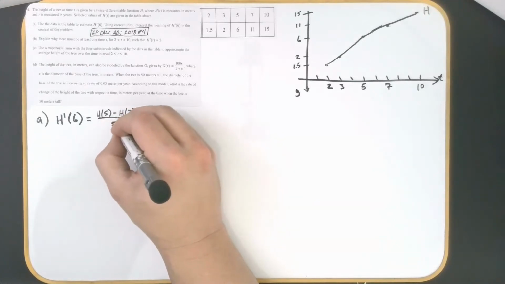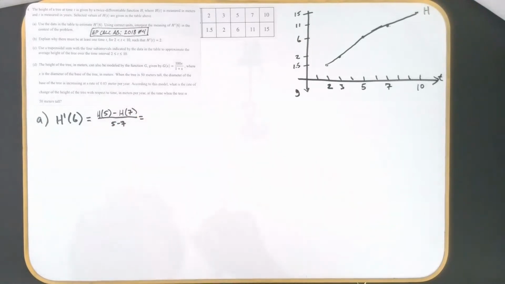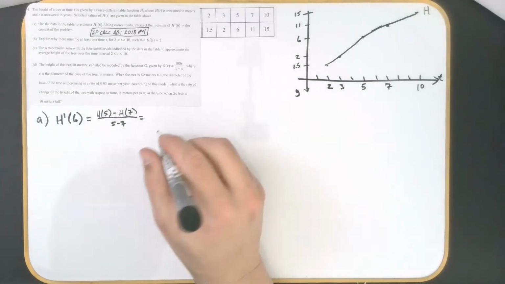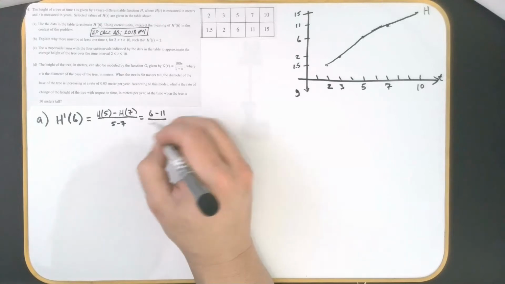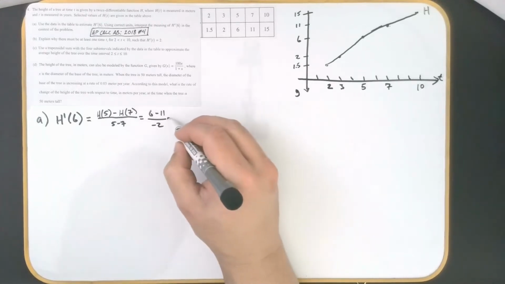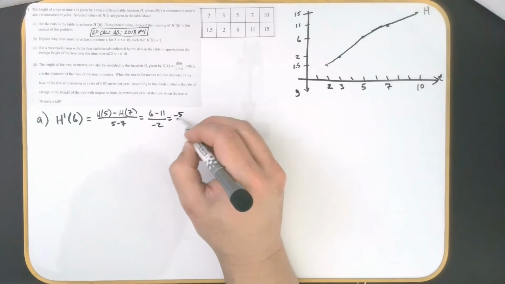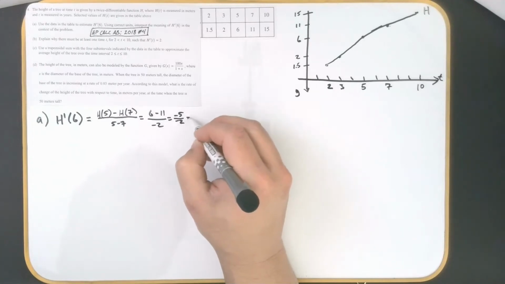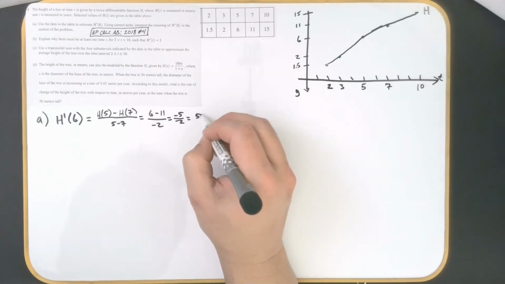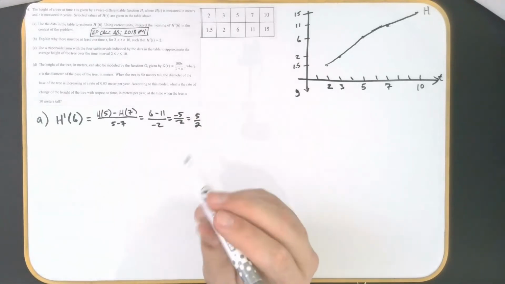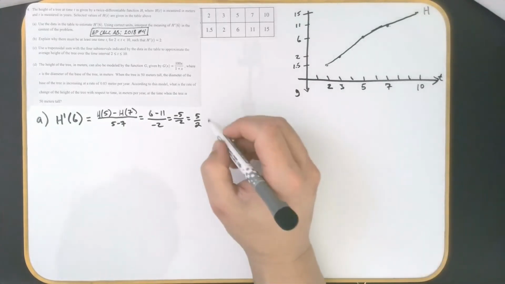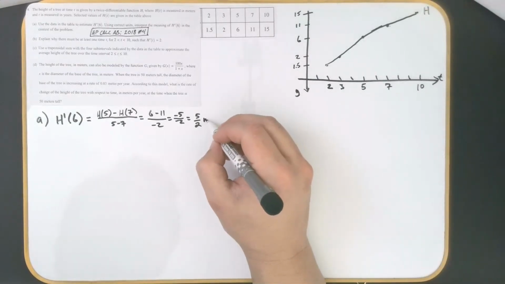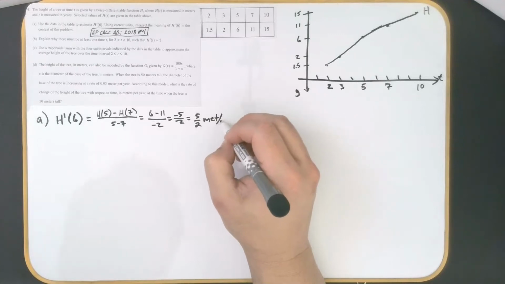And I'm just working left to right. So I'm saying, okay, h of 5 minus h of 7 over 5 minus 7. Okay, so if we go to the table, h of 5 was 6, and h of 7 is 11, and then we have negative 2 here. So it looks like we have negative 5 over negative 2, or we have 5 halves. Now, to make sure we get our label correct, this was in meters, and so the rate that it's changing is going to be 5 over 2 meters per year.